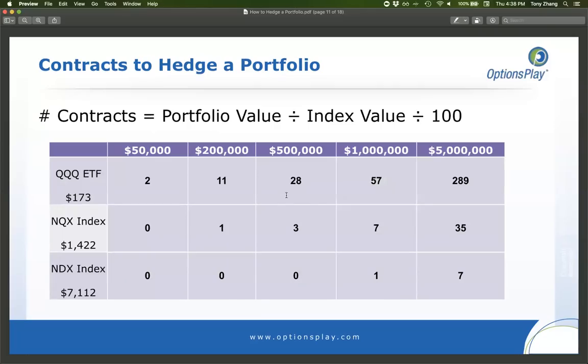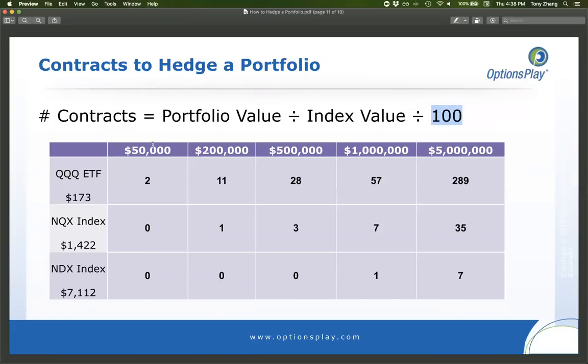So next, what I want to talk about is, once you've figured out that you want to place a hedge, and you've figured out which index or which instrument's right for you, how do you actually determine how many contracts to buy? The formula is actually really simple, and I'll show you how OptionsPlay does the calculations for you so that you don't have to do it yourself, but I just want to make sure that everyone understands how we derive this number. So the number of contracts that you need to trade is simply the portfolio value, meaning the dollar amount of your portfolio, divided by the index value or the price of the ETF, divided by 100. That will tell you the number of contracts to sell.